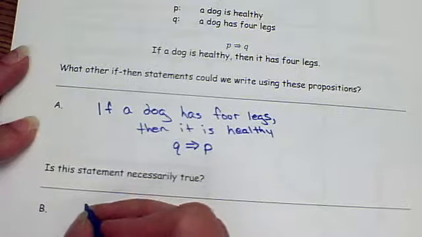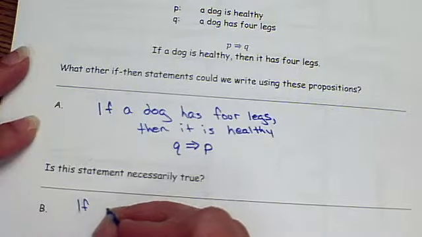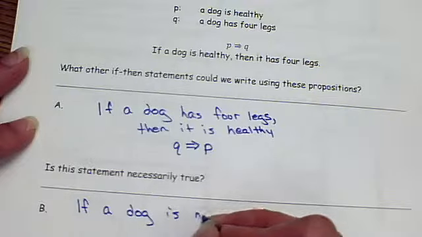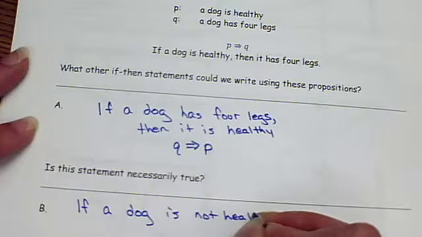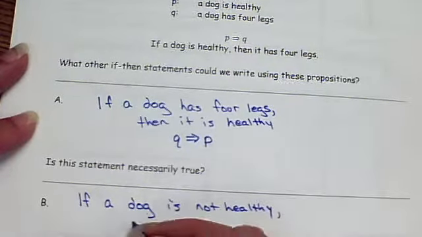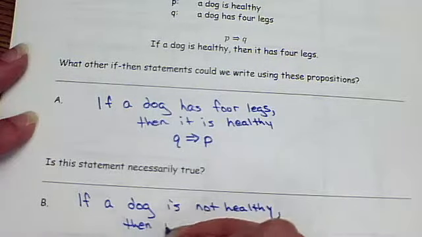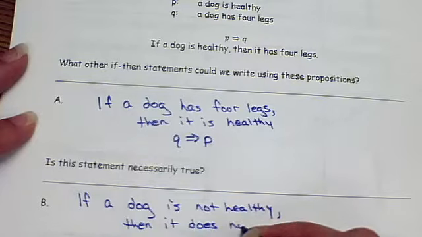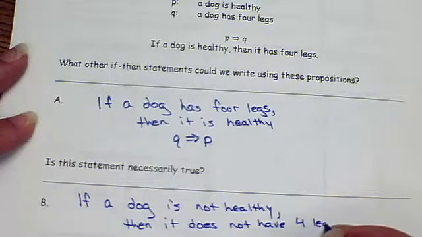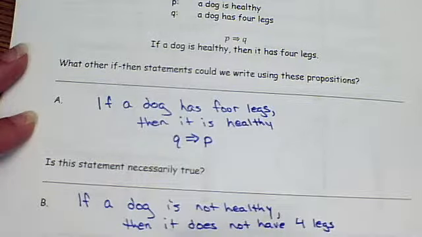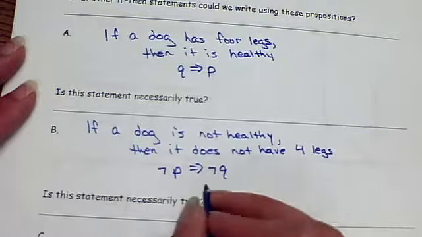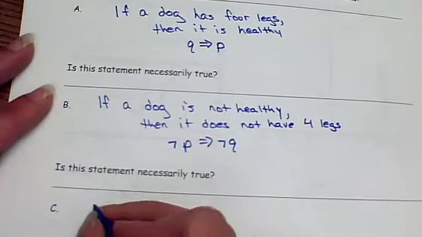What if we said, if a dog is not healthy, then it does not have 4 legs? So that would be not P, then not Q. And we could even flip that around if we wanted to.